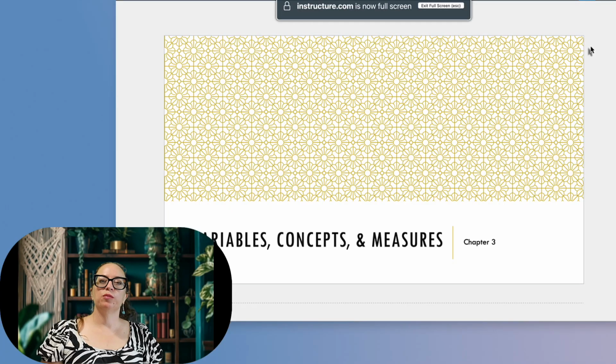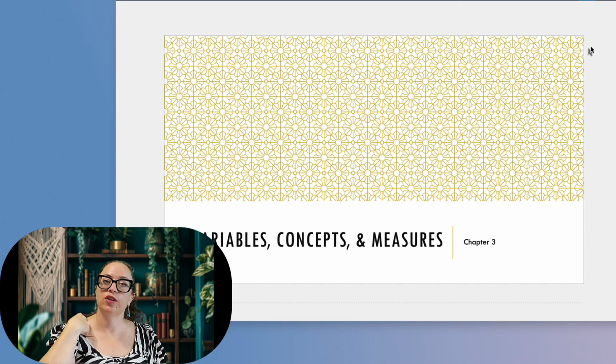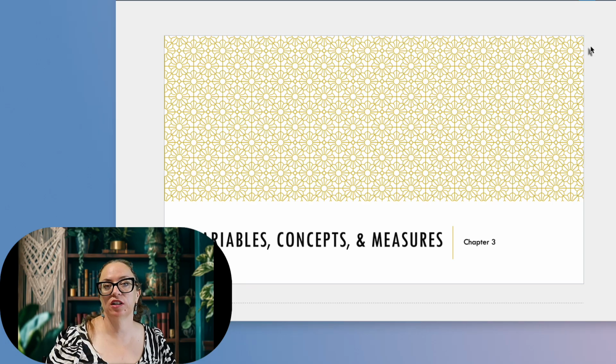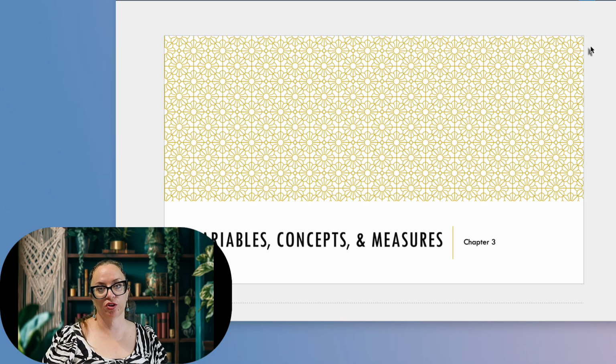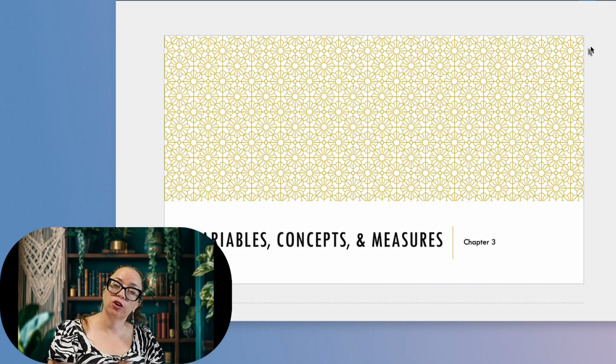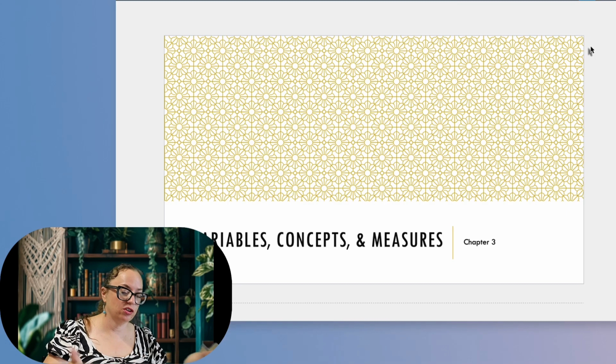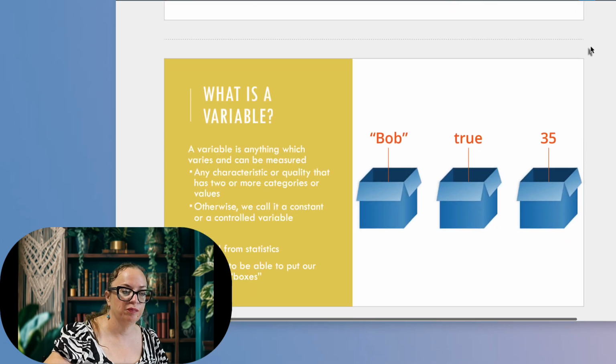Alright everybody, welcome to our next topic, which is variables, concepts, and measures, chapter 3. So this is meant to be sort of an overview of terminology we'll be using, and hopefully a review of some terminology that you have heard in your statistics course. We're going to learn some of the important differentiations between types of data that will ultimately indicate what types of tests we can run on our research projects. So let's just go ahead and get started.